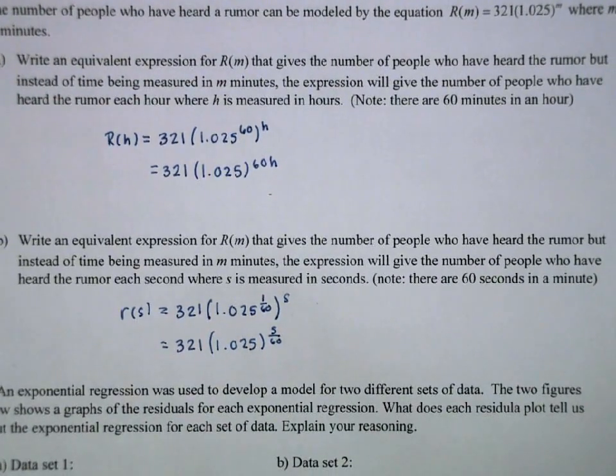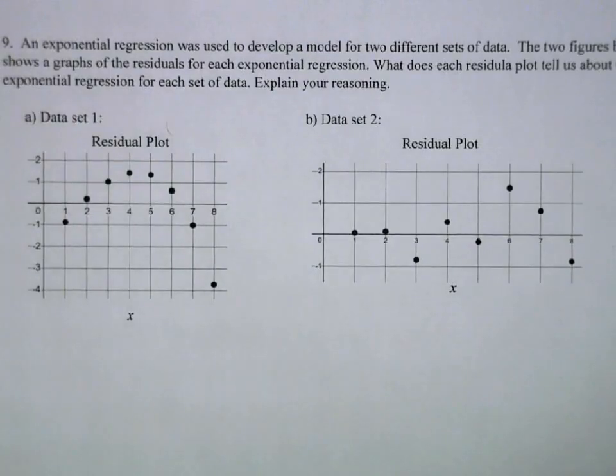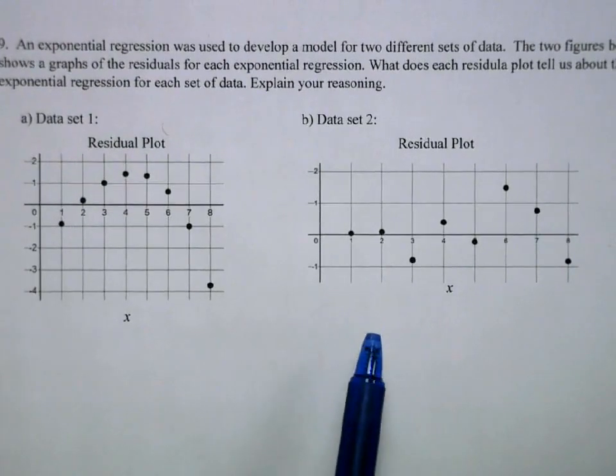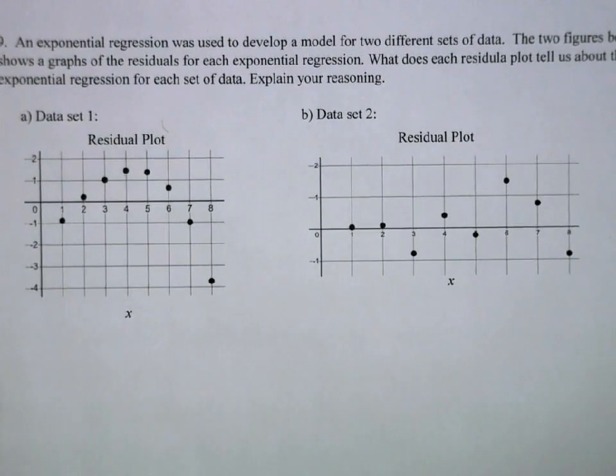In topic 2.6, we were introduced to the concept of a residual plot. A residual plot gives the error between the actual data points and the regression equation. Here, an exponential regression was used to develop a model for two different sets of data. The two figures below show graphs of the residuals for each exponential regression. What does the residual plot tell you about the exponential regression for each set of data?